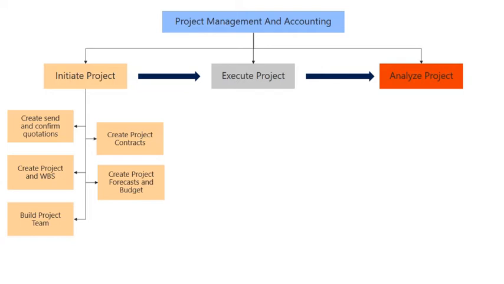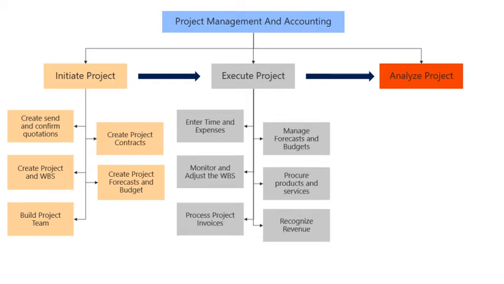We have billing terms, limits, and agreements being recorded in a project contract. Work is being planned and estimated using the work breakdown structure, or WBS. Forecasts and budgets are created to guide the project execution. And then finally, we have team members that can be booked and assigned to the planned work.